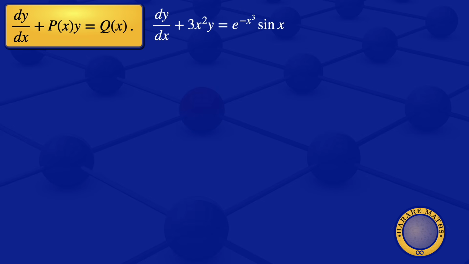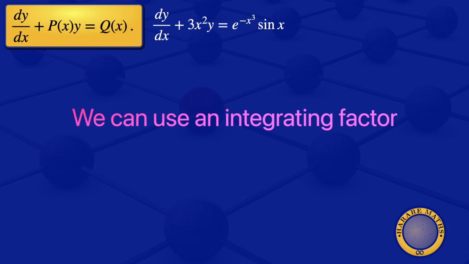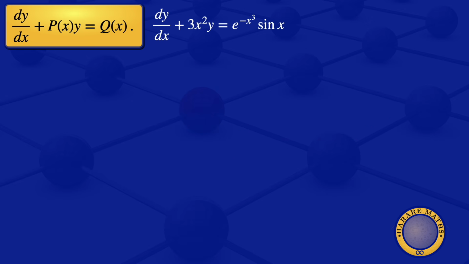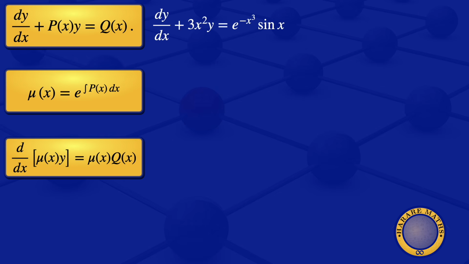To solve differential equations which are of this form, we can use an integrating factor. The integrating factor of this differential equation is mu of x is equal to e to the power of the integral of p of x with respect to x. And when you multiply the linear differential equation by its integrating factor, it will simplify to the derivative with respect to x of mu of x multiplied by y is equal to mu of x multiplied by q of x.